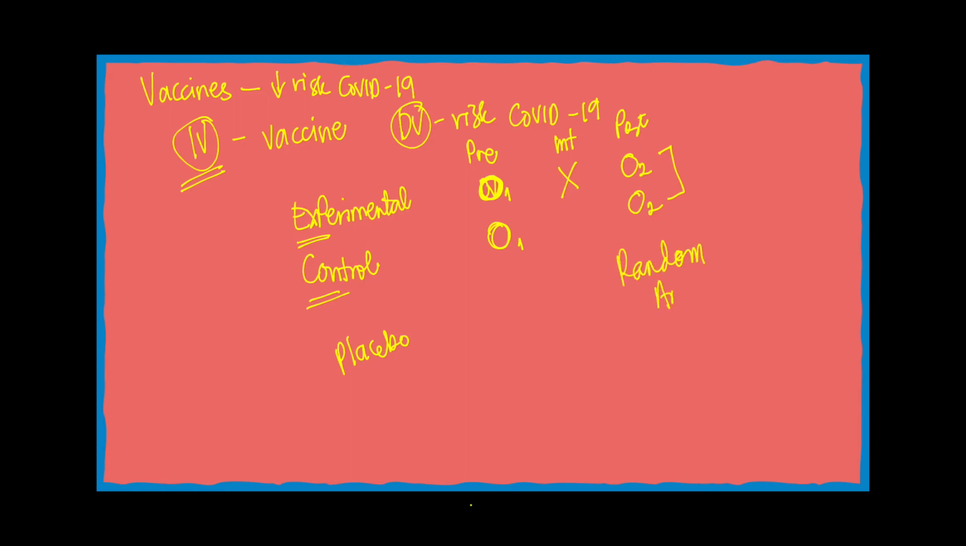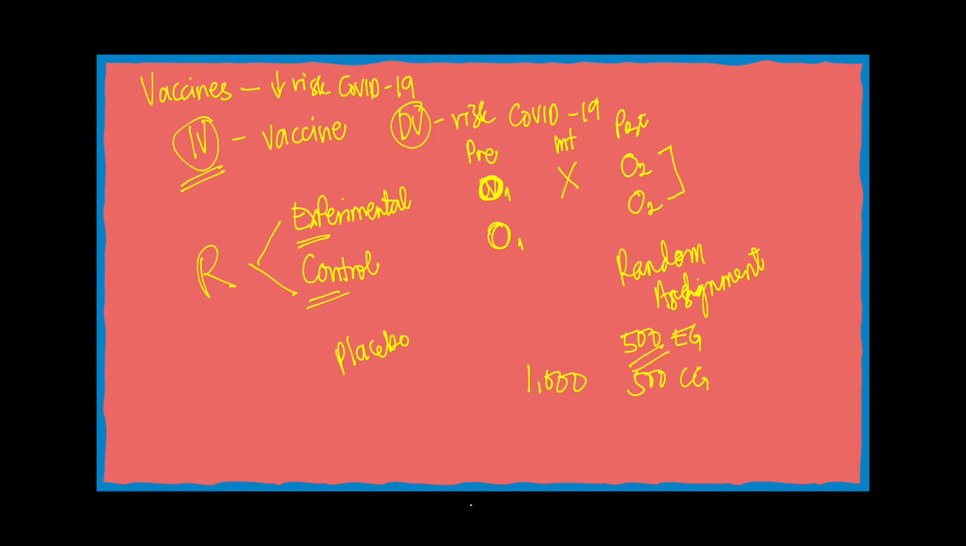So when we say random assignment, what we mean here is that the distribution for those who will go to the experimental group and control group will be randomized. So if you have a pool of 1,000 volunteers, 500 will be going to the experimental group, 500 will be going to the control group.